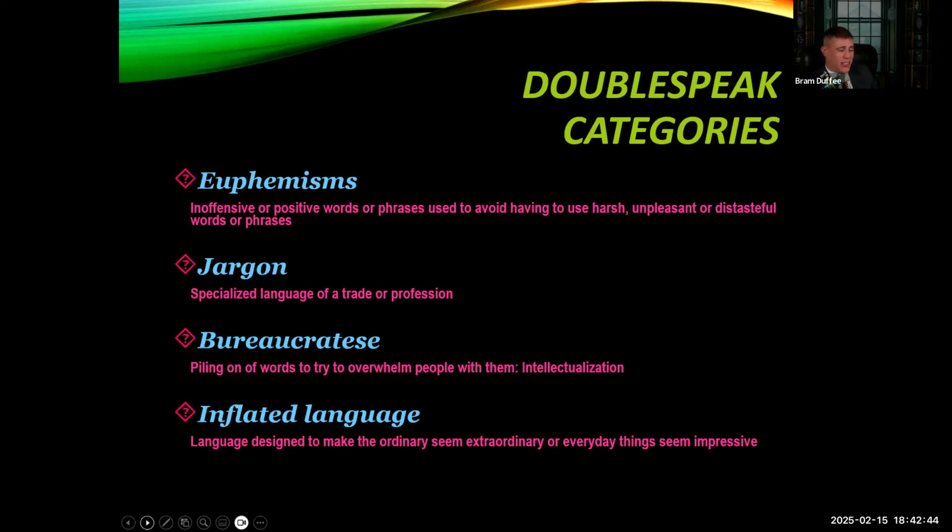So the first one on the list is euphemisms. Euphemisms are soft, gentle words or phrases that are used to replace something that might be harsh or unpleasant. So, like, instead of saying that someone was fired, like I mentioned, you could say maybe that someone was downsized or experiencing a workforce reduction.